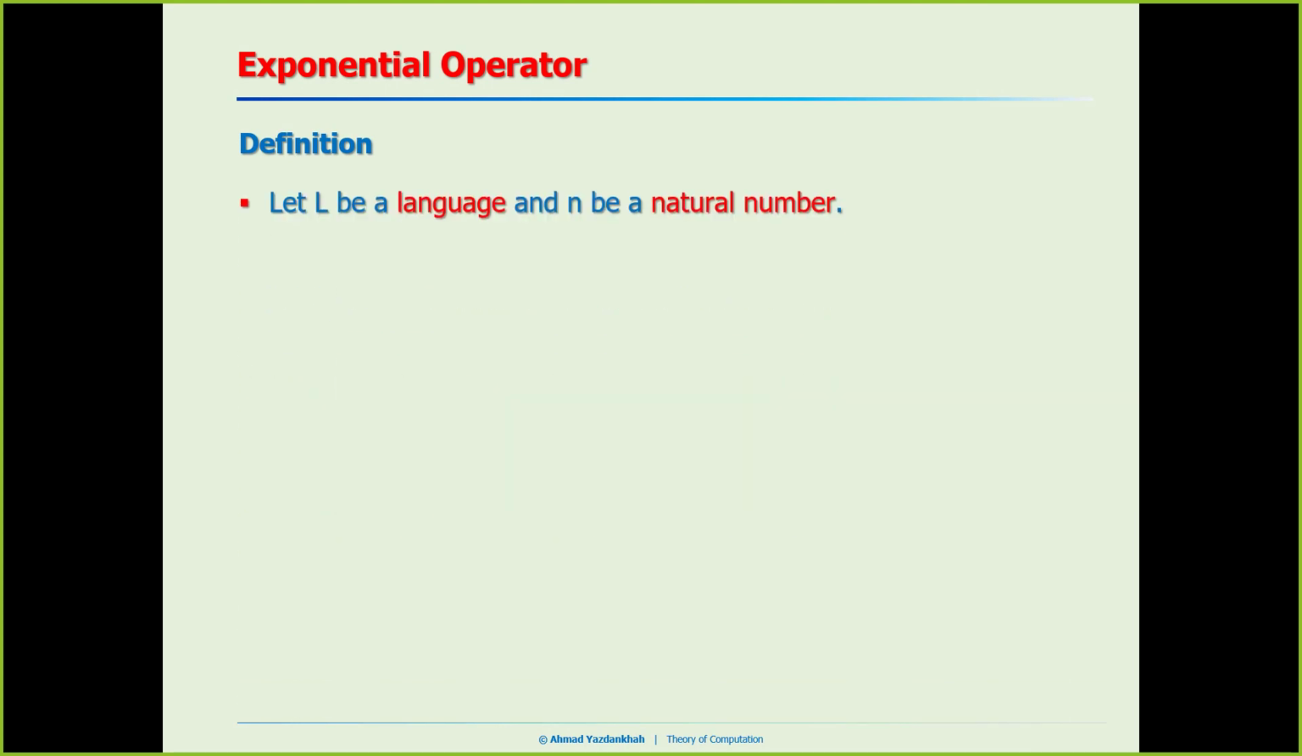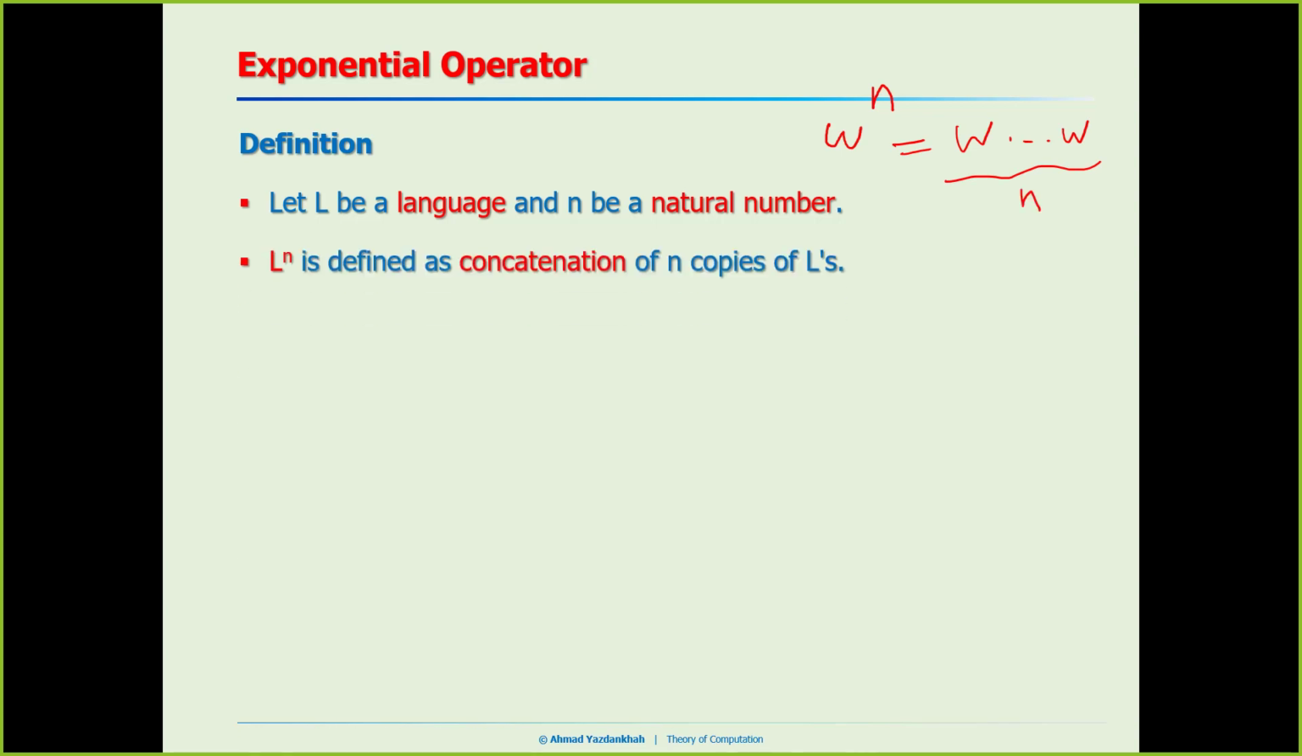Another operation is the exponential operator. You remember about the string? If we have one string, we can define concatenation w to the n, right? We concatenate n copies of w. For the language, we have the same thing. So we can define L to the n. So we concatenate n copies of L and we call it the exponential operator.